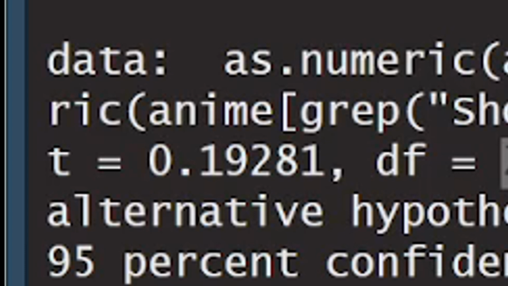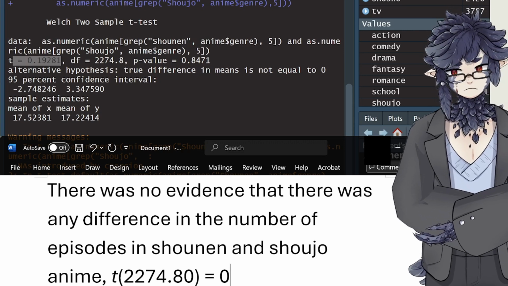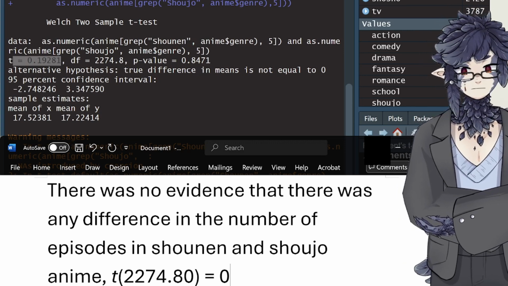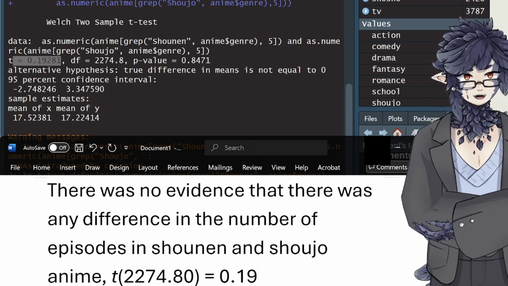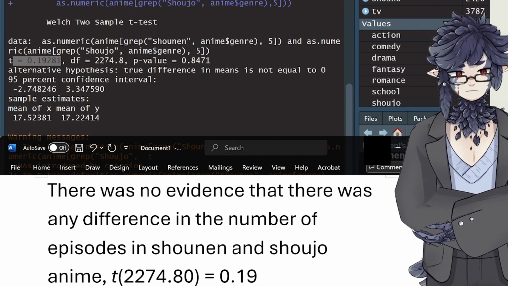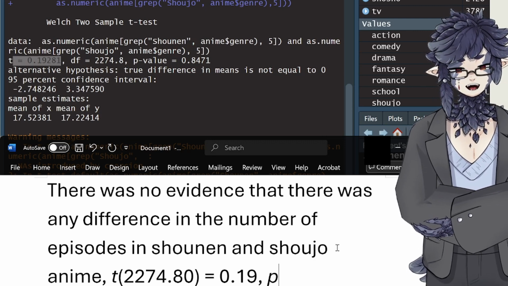My t-value that I got is 0.19. This is a number that could theoretically be greater than 1. T-values can be greater than 1, so I put a 0 before the decimal point, and then I round it to 2 decimal places, 0.19. Now we put a comma, and then we say the p-value.